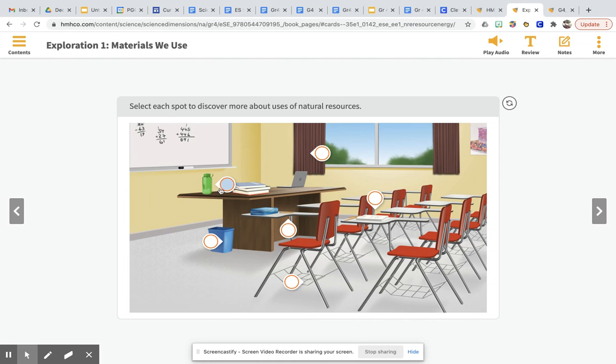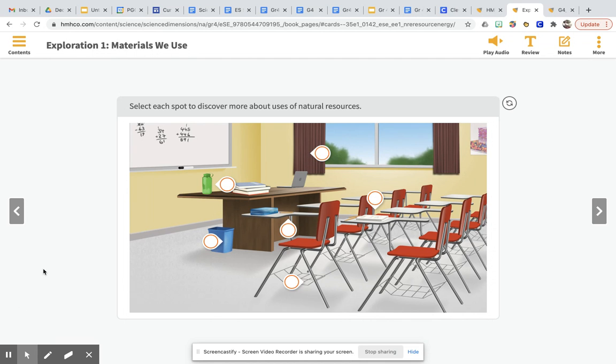Again, we're looking at the water bottle. We're looking at the curtains on the wall. We're looking at the stack of paper, the pencil, the desk, and the trash can. And so, what natural resources do you think are involved in the development of each of these items? Pause and have a discussion now.